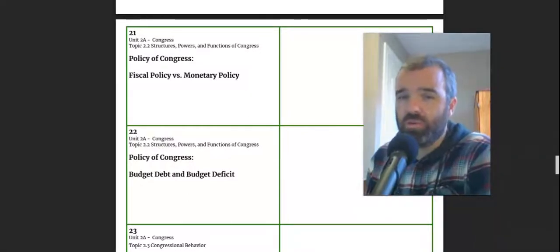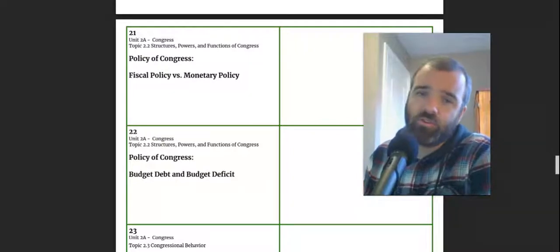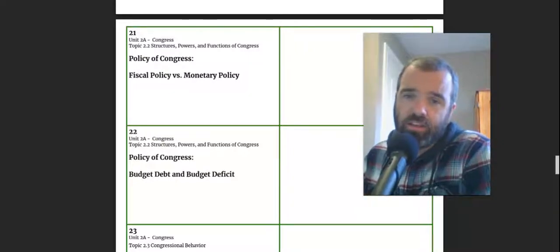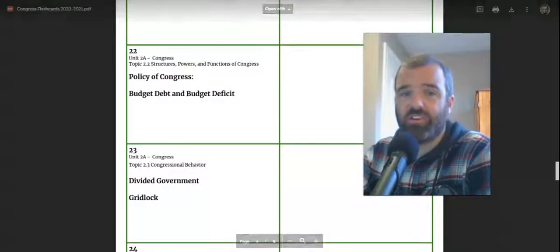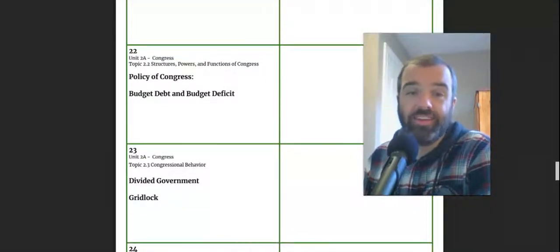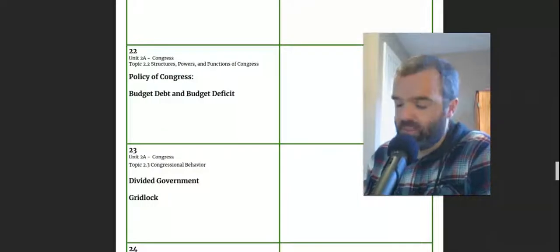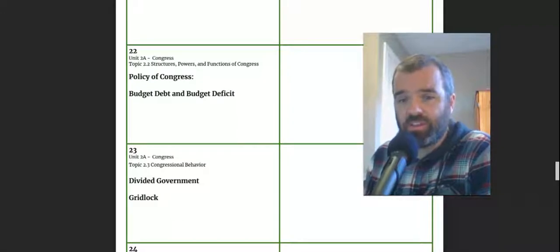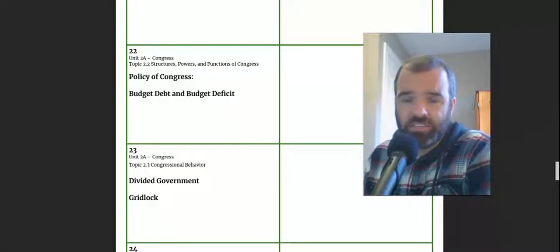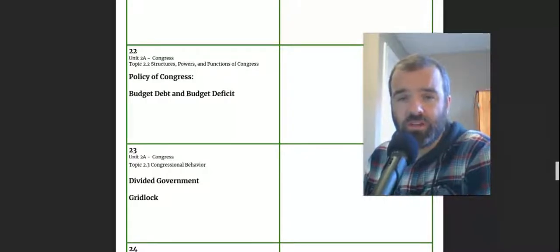So if they want to influence the economy, then fiscal policy is going to be the main lever that Congress uses. And when they're engaged in fiscal policy, they're talking about things related to the debt and the deficit. Debt means the total amount of money that is owed by the U.S. government is our debt, which right now in 2020 is about $27 trillion.